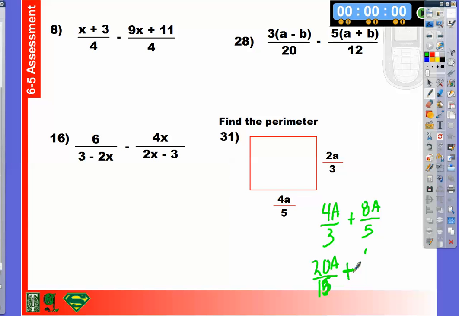So what will I multiply the numerator and the denominator here by? 3. So I get 24a over 15. So add these together, and what do I get? 44a over 15. Now, do 15 and 44a share a common factor? No. So we're done.